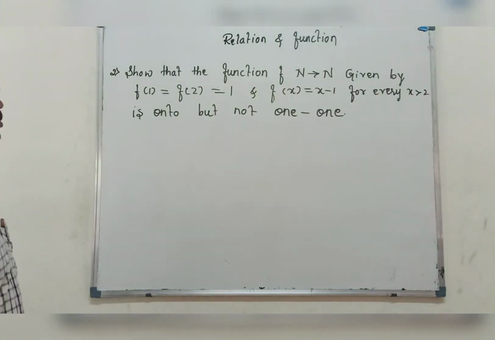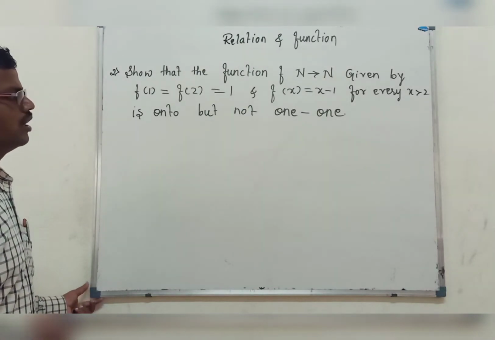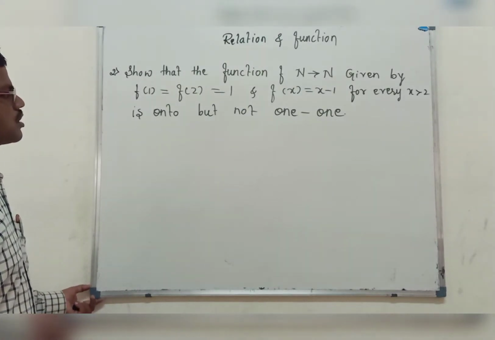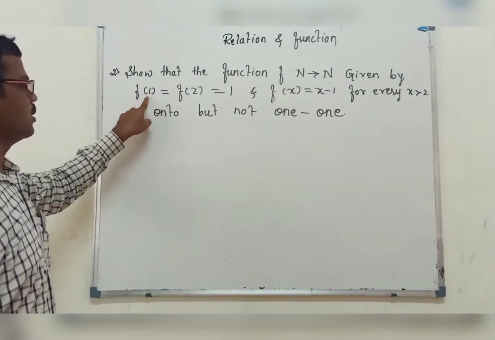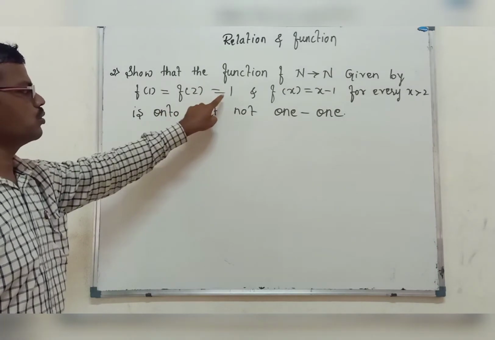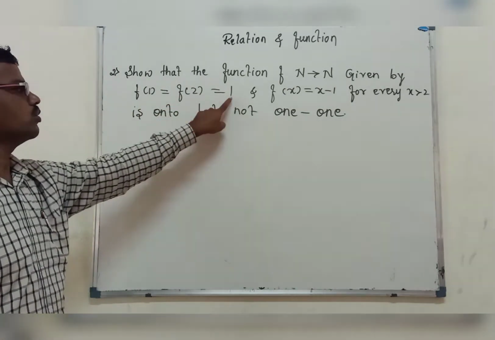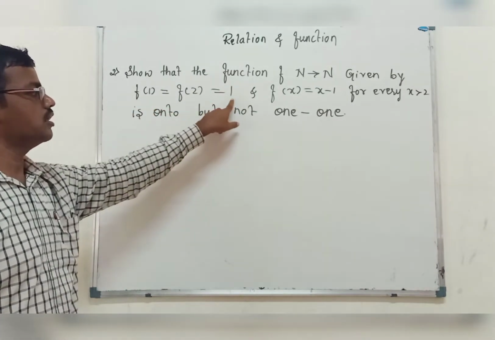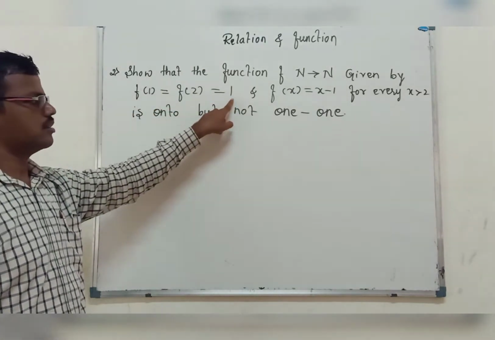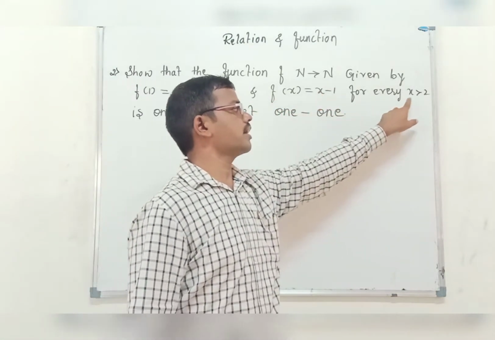So next problem, it was also asked in 2014 July. Show that the function f from N to N given by f of 1 equal to f of 2 equal to 1, and f of x equal to x minus 1 for x greater than 2, is onto but not one-one. They have given f of 1 equal to f of 2 equal to 1, so f of 1 and f of 2 have the same image.